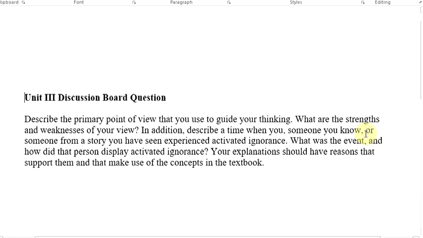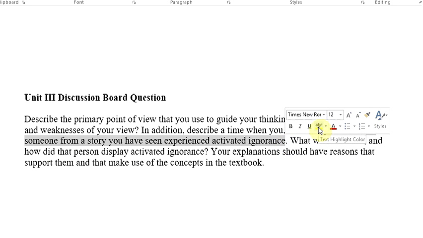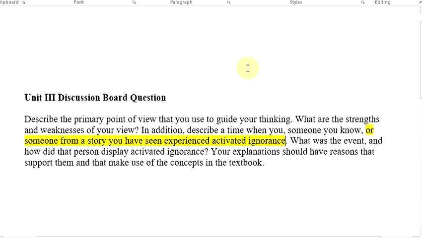What is really important here as well is that you explain exactly what activated ignorance means. So make sure that you've read the section on activated ignorance and you apply that idea of activated ignorance to a specific event in your life. Okay, so that's the Unit 3 discussion board.